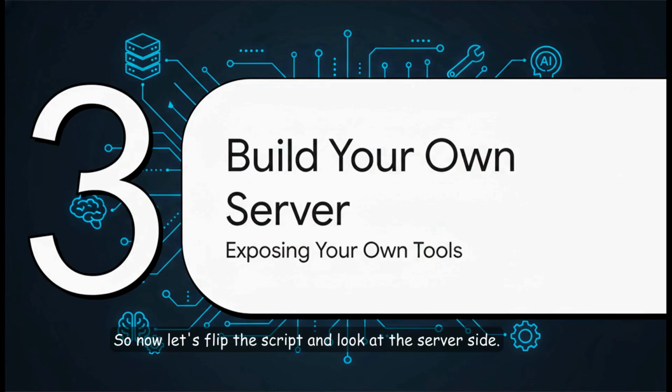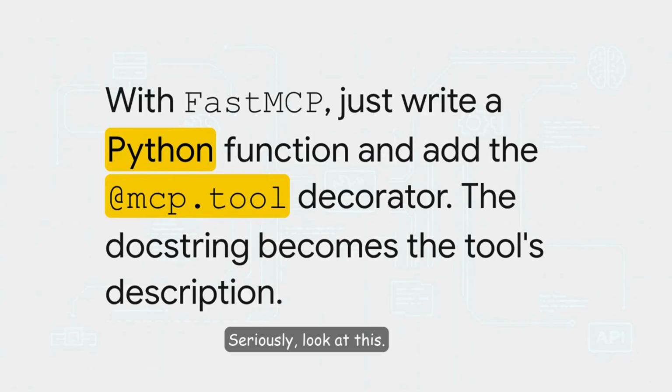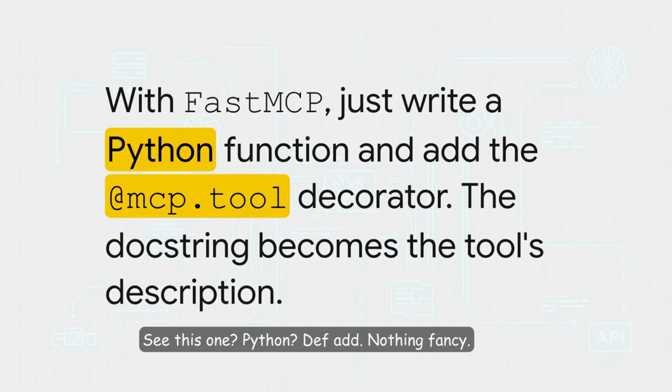So now let's flip the script and look at the server side. You're going to love how simple this is. Seriously, look at this. With a library called FastMCP, it's almost ridiculously easy. You just write a plain old Python function. See this one? Def add.